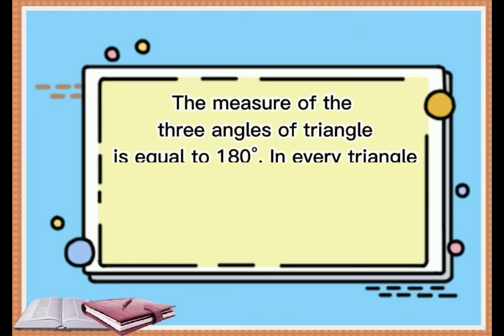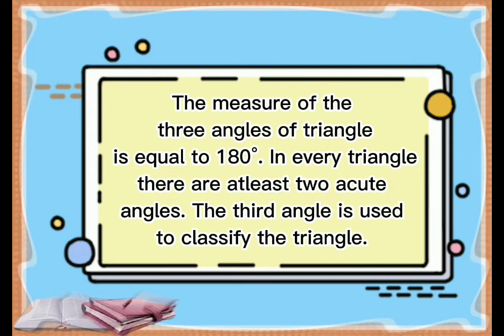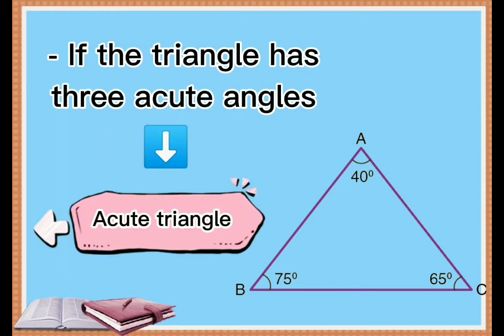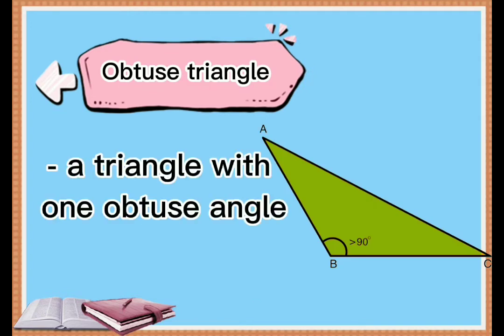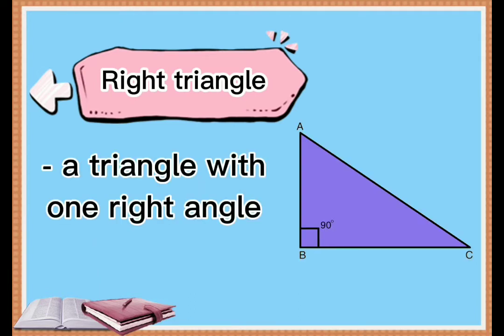The measure of the three angles of a triangle is equal to 180 degrees, and in every triangle, there are at least two acute angles. The third angle is used to classify the triangle. If the triangle has three acute angles, it is called an acute triangle. An obtuse triangle is a triangle with one obtuse angle, and a right triangle is a triangle with one right angle.